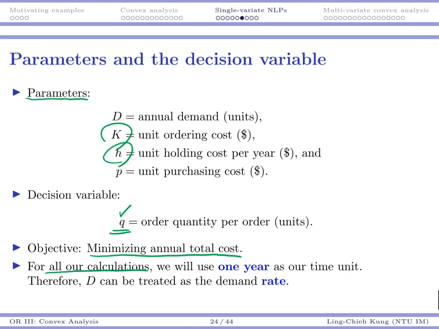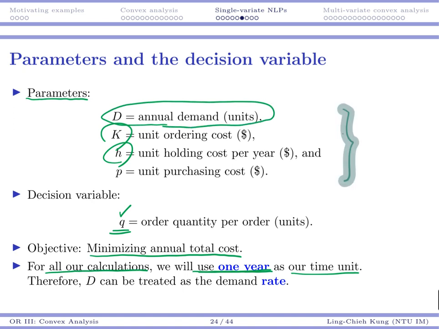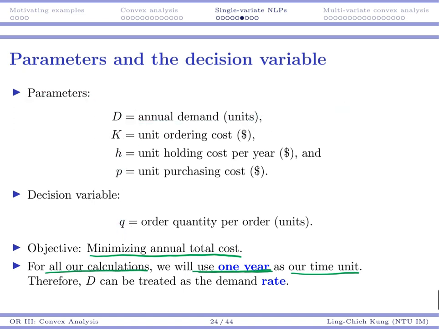For all our calculation, you need to make sure that you are all using the same unit of measurement. So maybe we may use 1 year as our time unit. That's something you may do when you are talking about demand, because for demand, you always have monthly demand, weekly demand, and so on. So you need to make sure that your demand unit and the cost unit are having the same unit of measurements. Somehow you may consider D as your demand rate if you are having the correct usage of your unit of measurements.